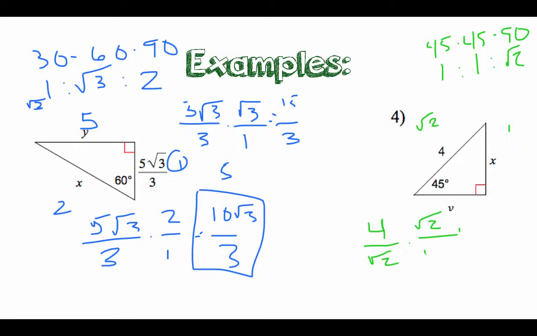So I'm going to multiply by the square root of 2 over square root of 2. I get 4 over 2 times the square root of 2 up here. These cancel out, and I get 2 square root of 2 as my sides. So 2 square root of 2 as my one side here, and I am done. So that's basically how you do it.